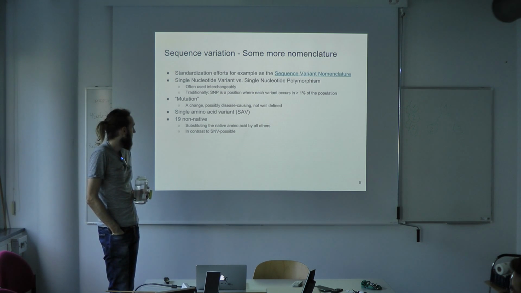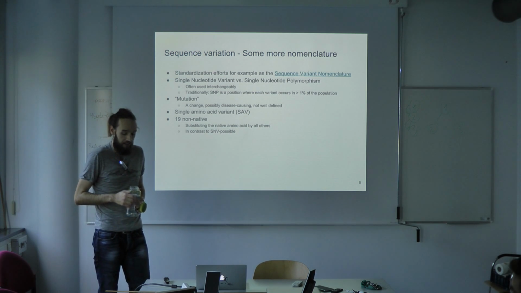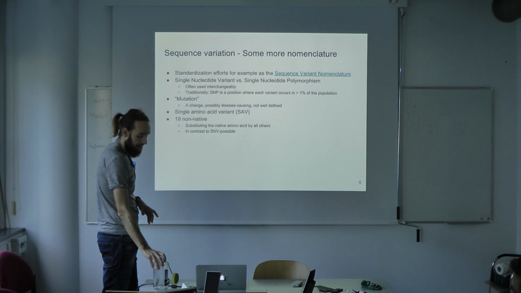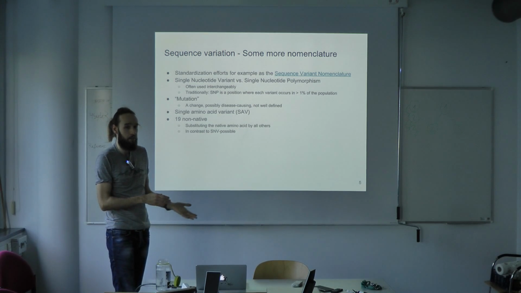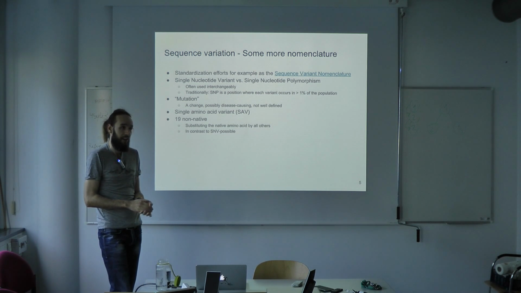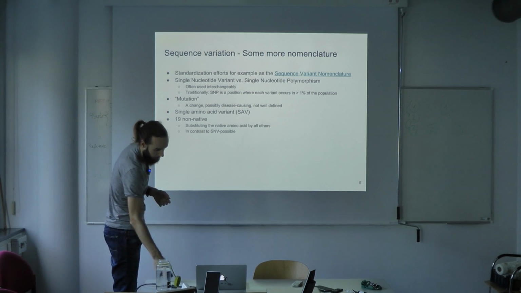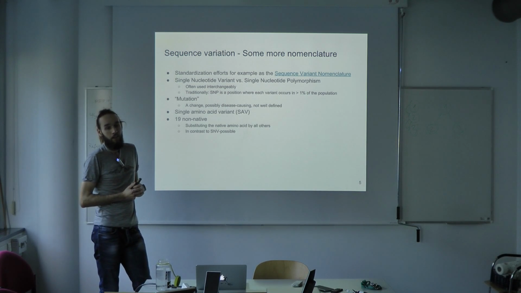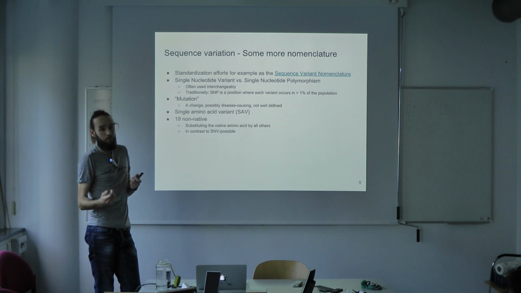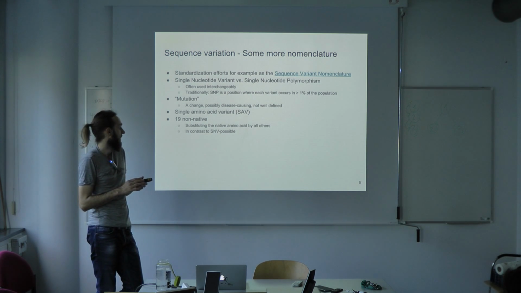And then finally, there's the idea of 19 non-native. We'll get back to this later, and the idea here is that you have a position in a sequence, you have a certain amino acid there, and 19 non-native are the variants to all other 19 amino acids. So if you have 20 to choose from, there is 19 possible variants that could occur at one position. So that's what we mean if we say 19 non-native.